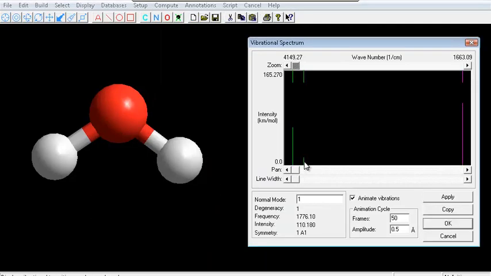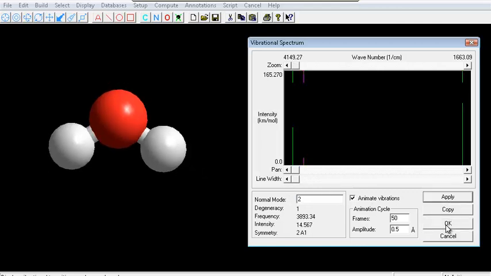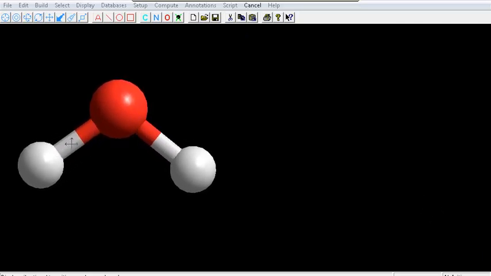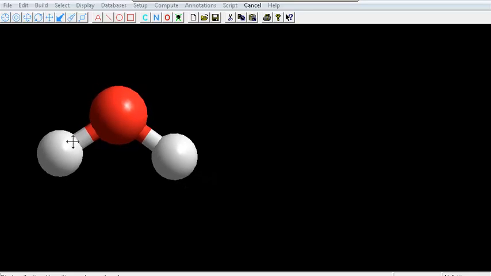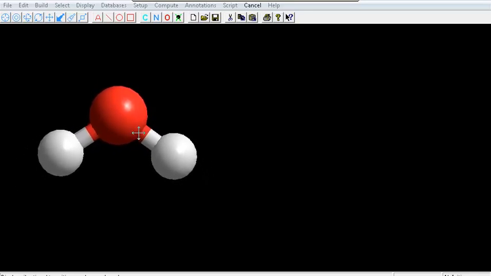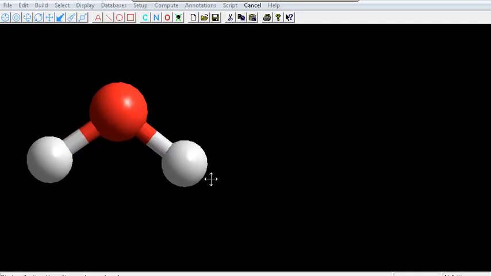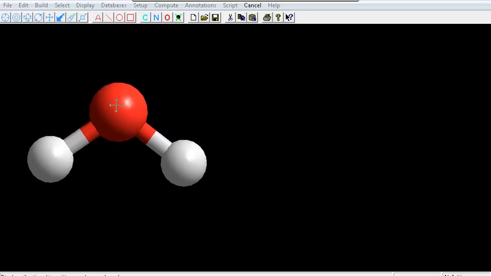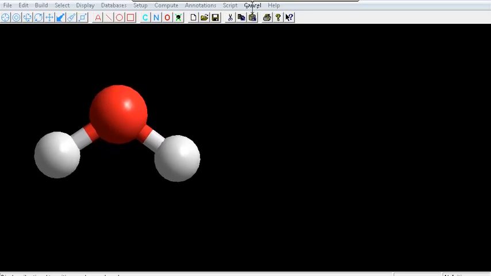Another vibration. Let's look at normal mode, which HyperChem is calling 2. Okay, here's the normal mode. Looks like it's a stretch. It's a symmetric stretch. So let's draw the vector going out this way, and the vector going out this way. And then for this oxygen atom, the vector will be going up. So that's the normal mode.